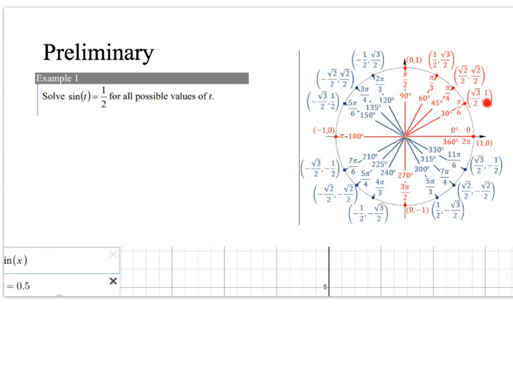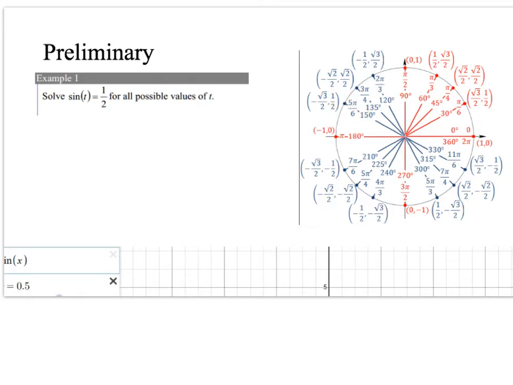And remember, the reason the y is 1/2 is that on the unit circle, if this is 30 degrees, the opposite side is half the hypotenuse. So the hypotenuse is 1, that's going to be a half, and the adjacent is half root 3, which is what we're seeing. And so where else is the sine equal to 1/2? Well, it's where the reference angle is also 30 degrees, or pi over 6, which is way over here at 5 pi over 6.